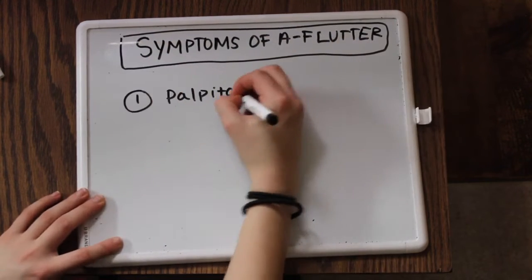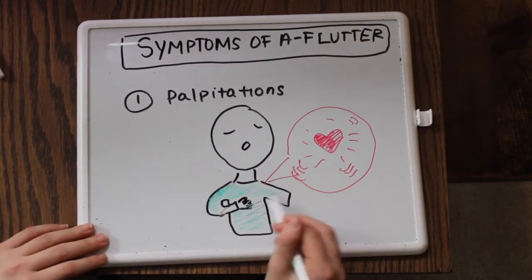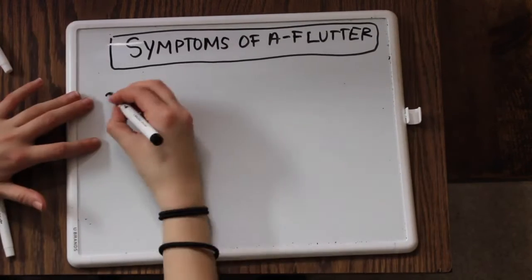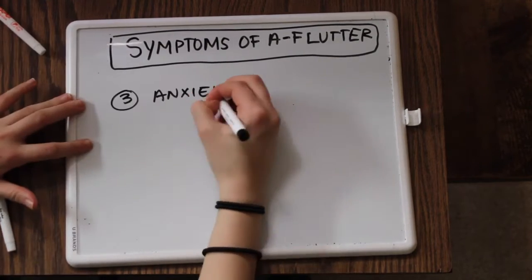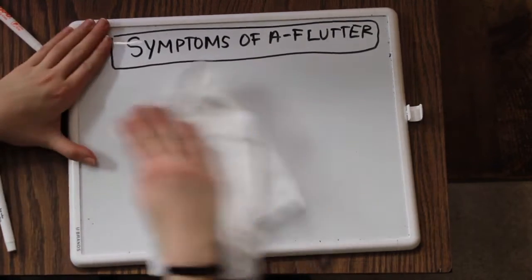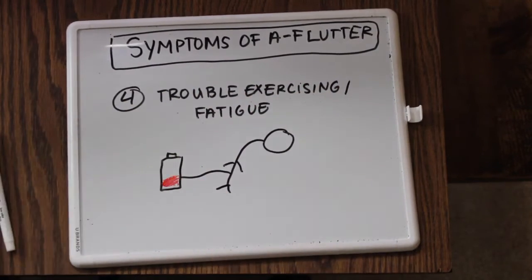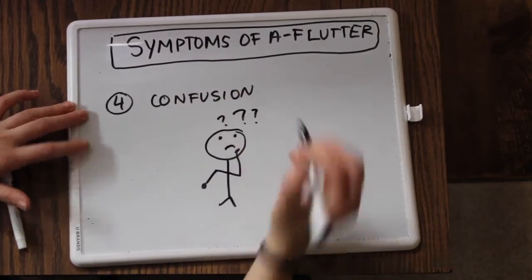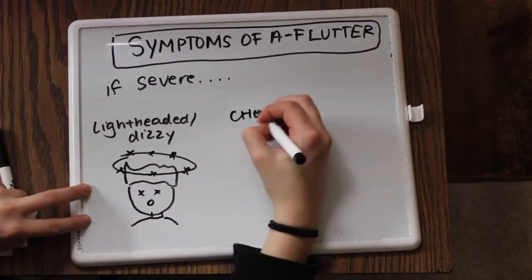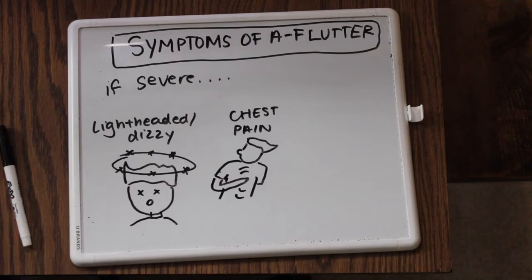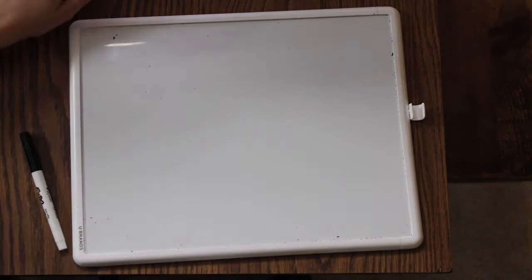You may feel palpitations because a flutter causes the electrical signal to be different, and so you may feel palpitations in your chest. You may feel shortness of breath because there's decreased delivery of blood to your body. You may feel anxiety because there's decreased delivery of blood to your head. You also may feel trouble exercising or fatigue because, yet again, you have a reduced delivery of blood throughout your body. You may feel confusion. You may feel lightheaded or dizzy since there's not enough blood flow to your brain. You may feel chest pain from the stress on your heart. And you may even faint because there's decreased blood flow to your brain, causing you to pass out.